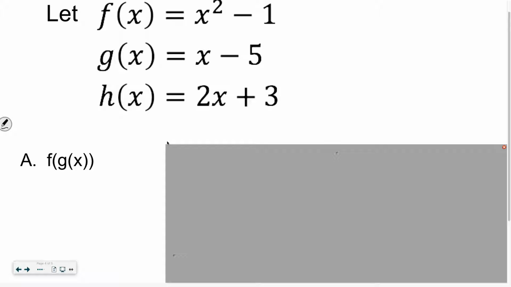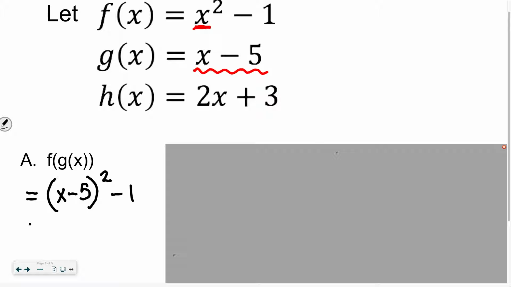So remember, g of x is the inside function, so g of x is x minus 5, and I'm going to be plugging that in for the x in f of x. So f of g of x is equal to, normally I would say x squared, but I'm going to replace x with x minus 5. So x minus 5 squared minus 1. That's f of x with the other function g of x plugged in for x.